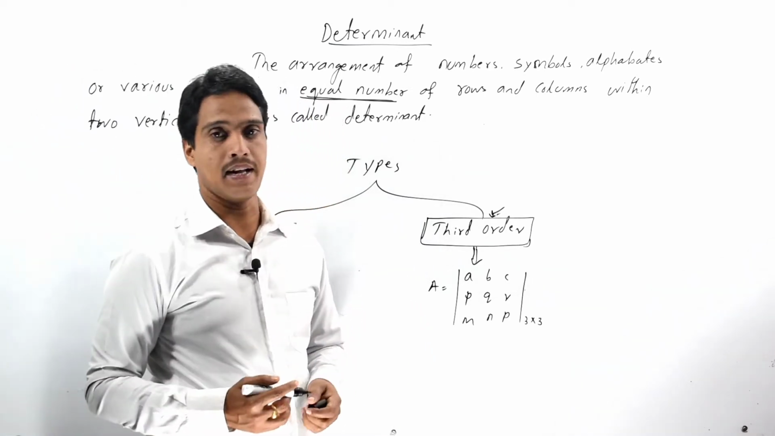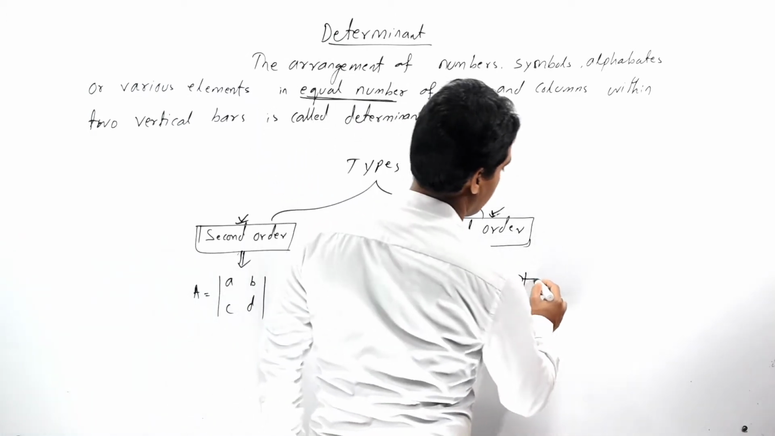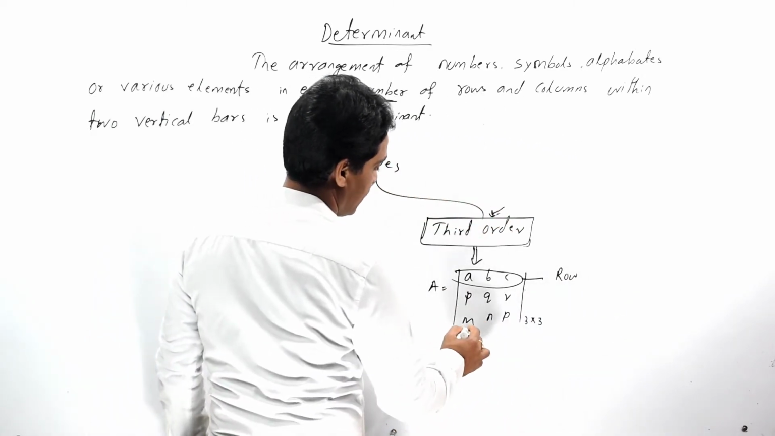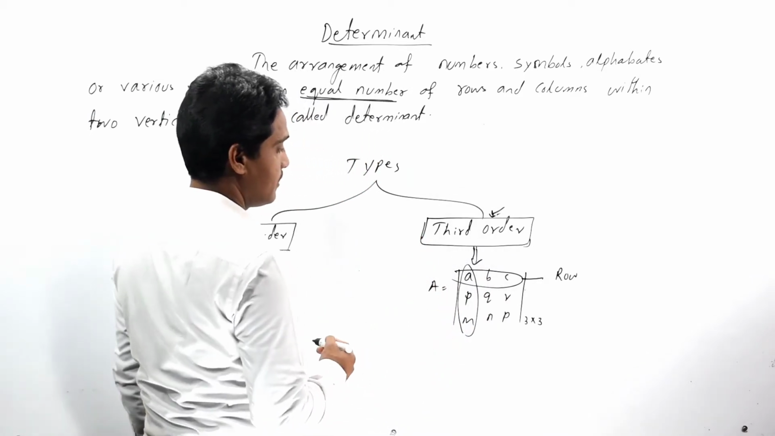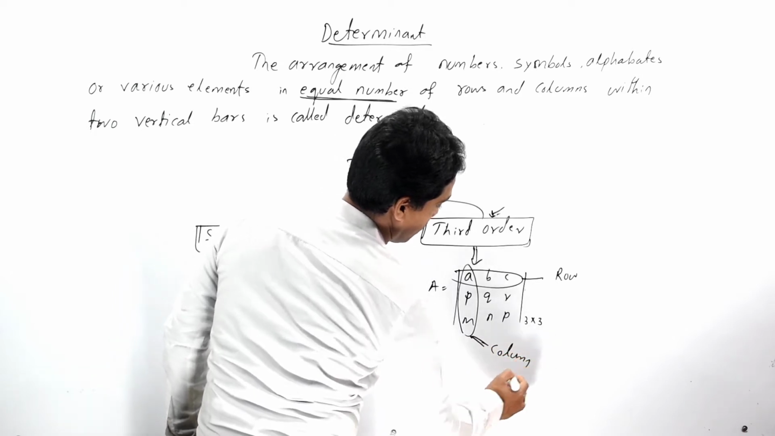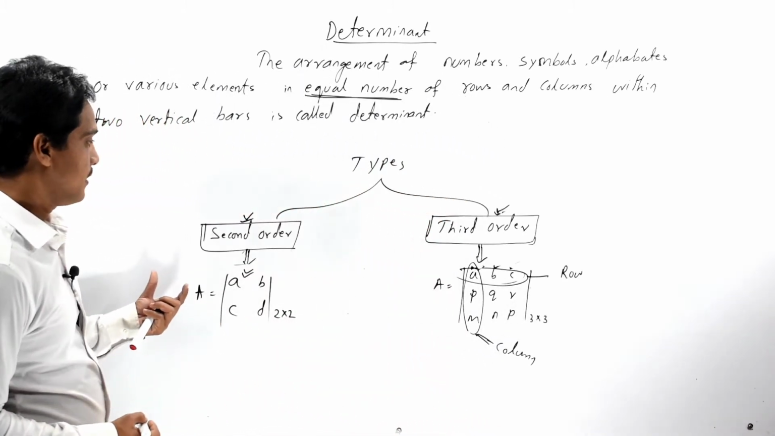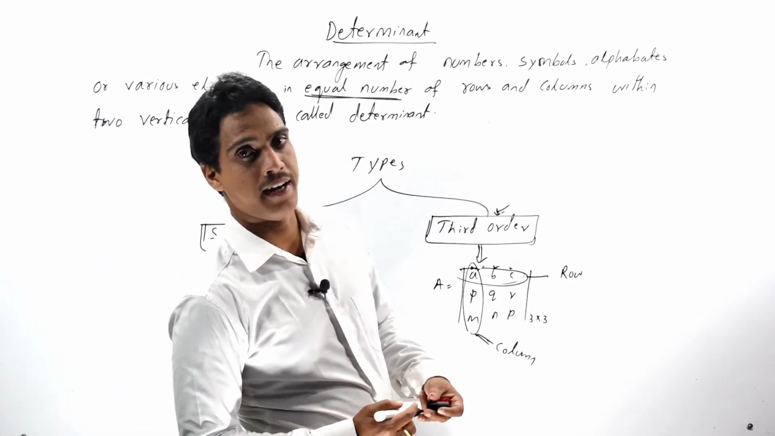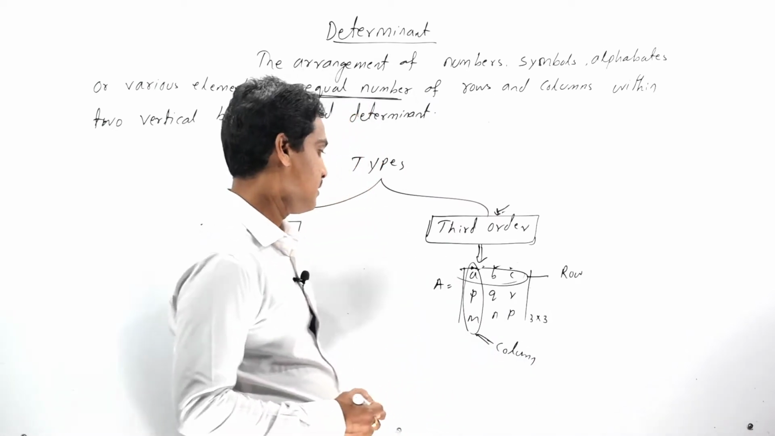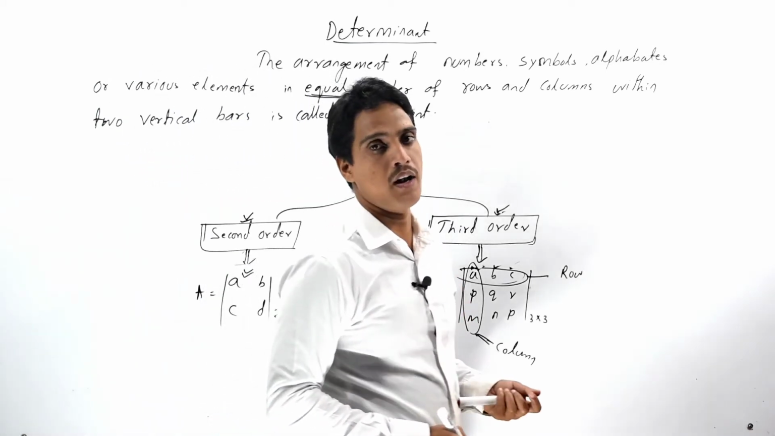Generally the elements present in horizontal lines are called rows of the determinant, whereas the elements present in a vertical line are called columns of the determinant. Generally the determinants are named by capital letters, whereas the elements of the determinants are small letters.